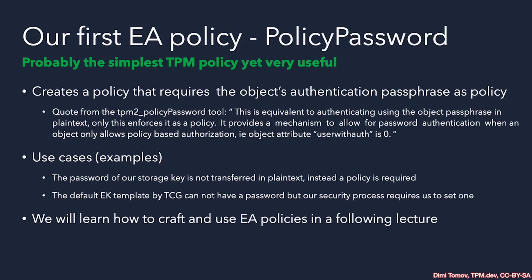And here we are. Our first extended authorization will be a policy password. We are requiring the user that wants to use our TPM signing key to provide a policy rather than a password. In order to do that, we need to make sure that when we create our object, we set the user with auth field to a 0 and the admin with policy field to a 1. Then we also need to provide in the auth policy field of our object the result of our trial session and the digest when we invoke TPM2 policy password.